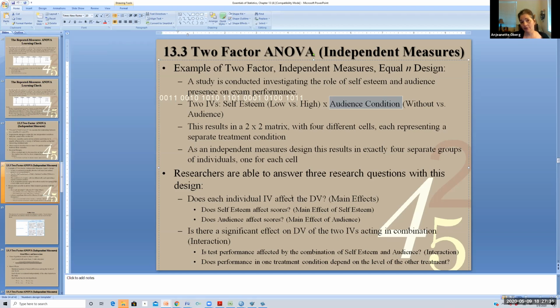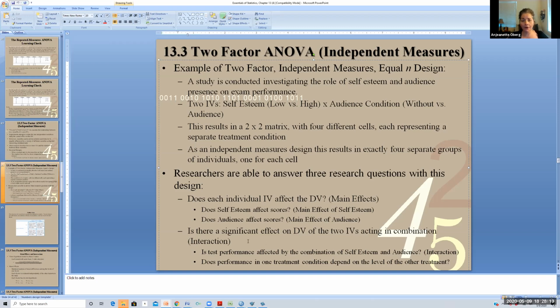Does the individual IV affect the DV? So is there a main effect of IV1 or factor A on the DV? So does self-esteem affect exam scores? Or is there a main effect of self-esteem? Then we can ask, does audience condition affect exam scores? Or is there a main effect of audience status on exam scores? So basically what we're asking is there a significant difference in exam scores between high and low self-esteem individuals? Is there a significant difference in exam scores between individuals who take an exam with an audience versus those who take it without an audience?